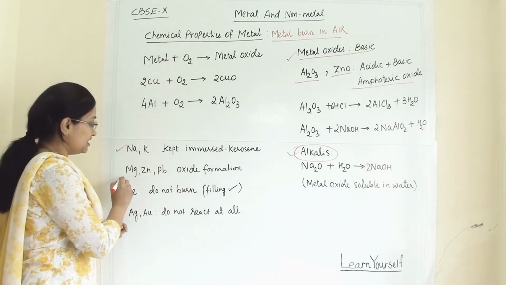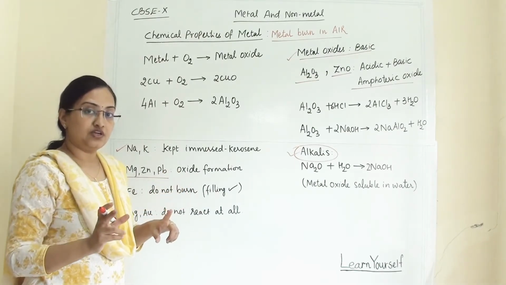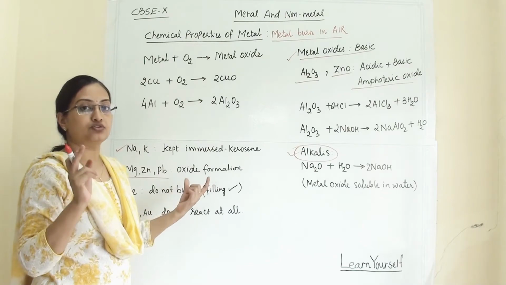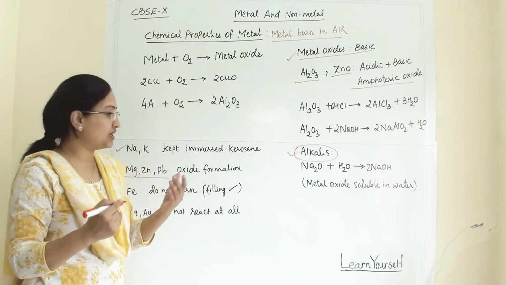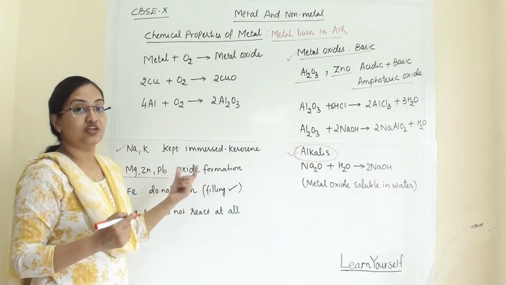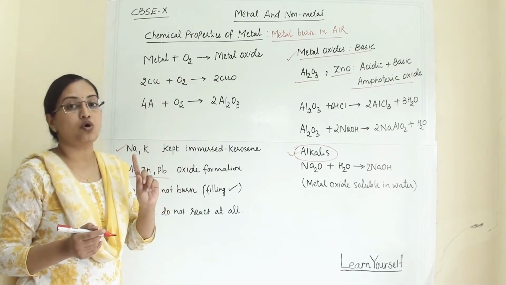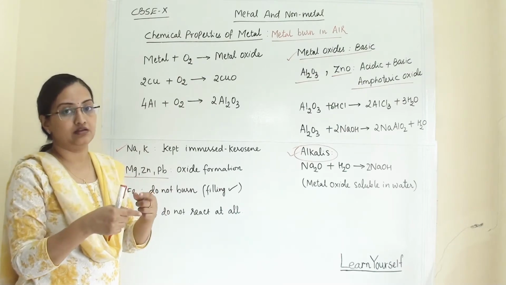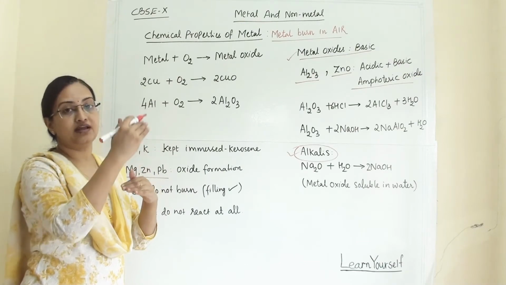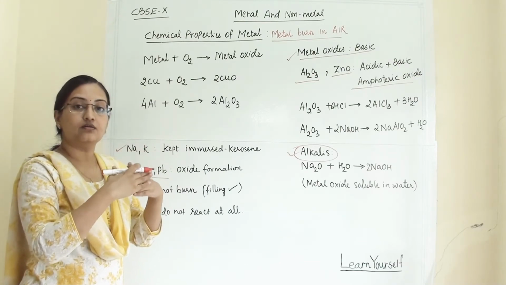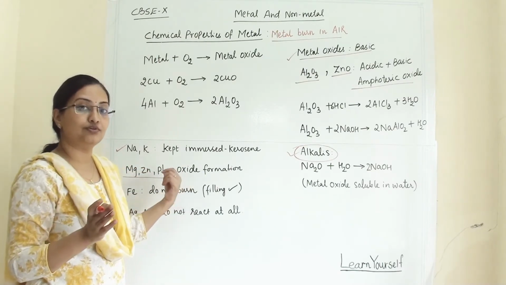Now magnesium, zinc and lead: when we keep them open in the atmosphere, one thin layer of oxide will form on them, and further oxidation will stop because of this oxide formation. So they react with atmospheric oxygen and form an oxide layer on top of the metal. Once that layer forms, the metal no longer comes in contact with oxygen. So that layer becomes a protective layer and further oxidation will not be possible for this metal.